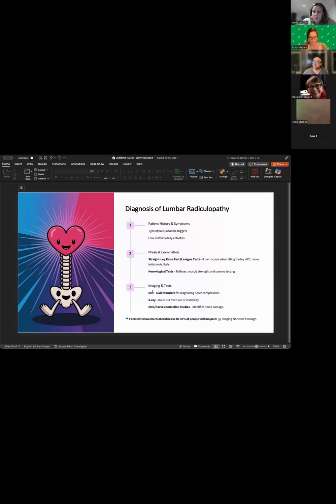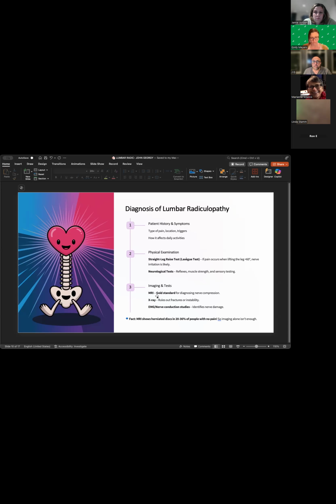Physical exam, patients would go through a series of exam tests, including muscle strength, sensation testing, and also nerve impingement testing, which is the straight leg test. And there's a couple others that you could do to test for that too. That would also be indicative of a nerve impingement or lumbar radiculopathy. Other things, checking reflexes.